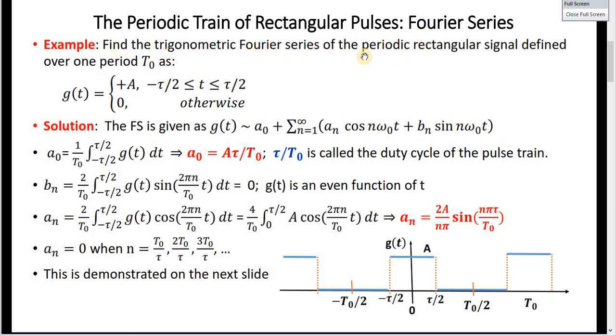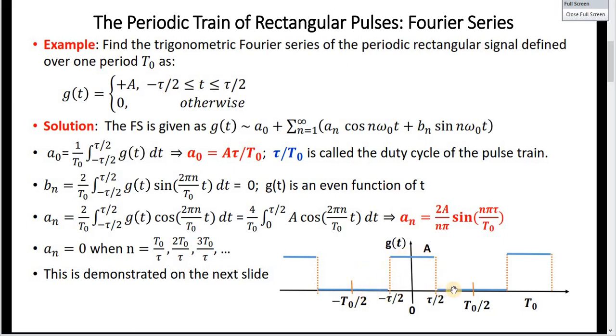Find the trigonometric Fourier series of the periodic rectangular signal defined over one period t0 as g of t equal plus A for t between minus tau over 2 and tau over 2 and 0 otherwise. This is the periodic train of rectangular pulses. It assumes two values, either plus A or 0. The signal takes on the value plus A between minus tau over 2 and tau over 2. Over one cycle of the function, this is how the signal g of t looks like.